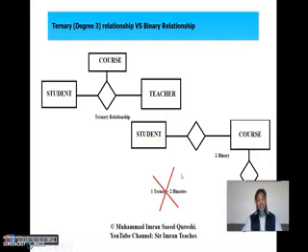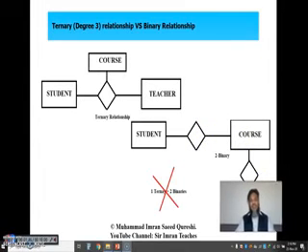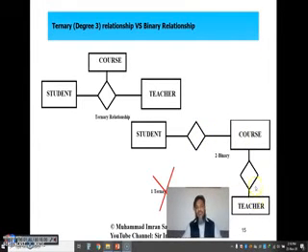Here I have got the same example, student studies course from the teacher, but what I have done now, instead of making it a ternary, I tried to make two binaries, that is the same entity classes, student, course and the teacher. And what I am doing, in fact, I am saying that this student class is related only with the course. So it is a binary. And then course is related with, for example, teacher, another binary.